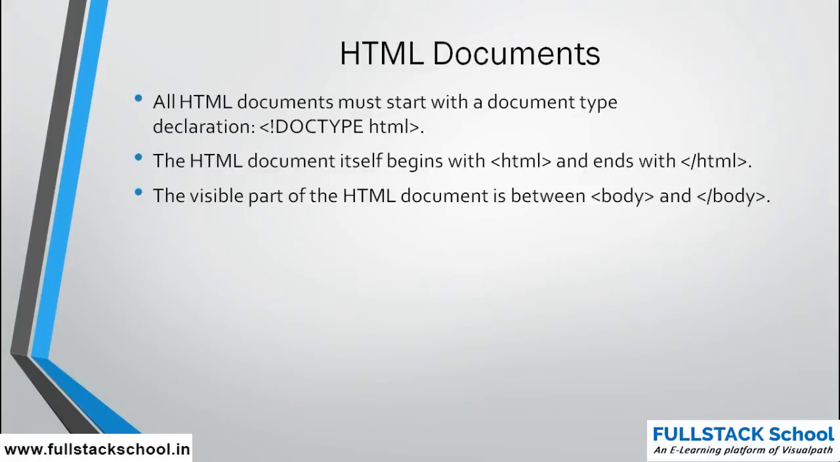Now moving next, we'll see how HTML5 is documented, tag-wise. All HTML documents must start with a document type declaration, which is an opening angle bracket, exclamation mark, and DOCTYPE html. This tag defines which type of document we are going to use in HTML.